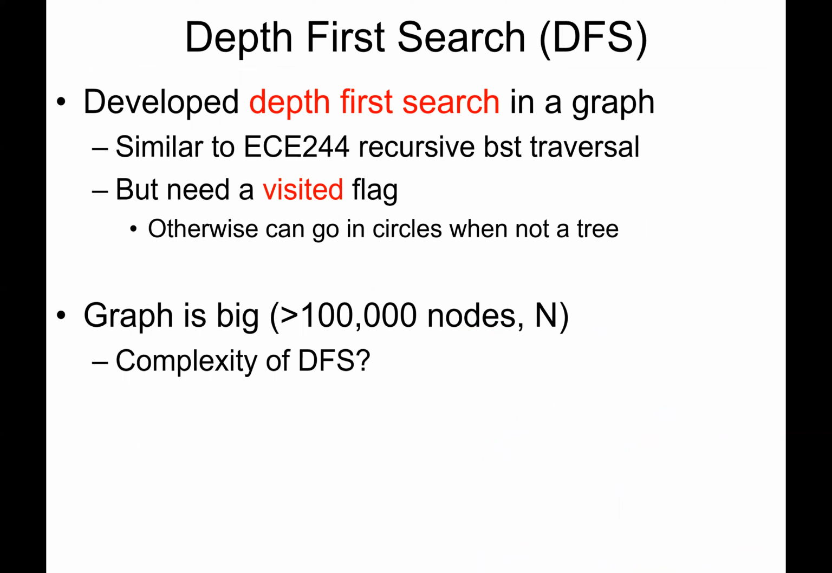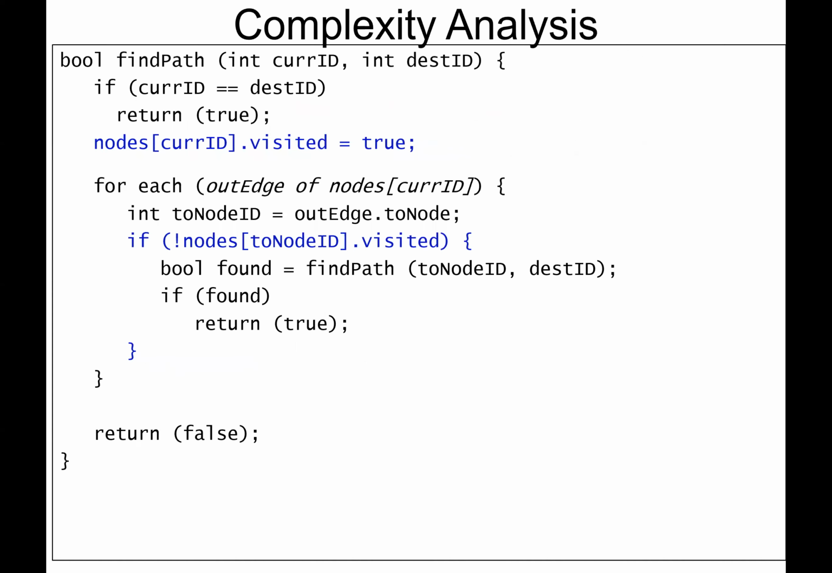Before I show you algorithms, let's just talk about speed. So we've now got an algorithm to do depth first search in a graph. And as I said, it's close to the ECE 244 binary search tree traversal. But we had to add this visited flag, and we had to handle an arbitrary number of edges coming out of any node, not just the left child and the right child. Once we do that, we can walk through any graph we want. We have to worry about speed. These graphs are big. For the cities we give you, N is more than 100,000 intersections. For Tokyo, it's getting around to a million. So what's the complexity of it? Let's look at this. This is the code that you just wrote.